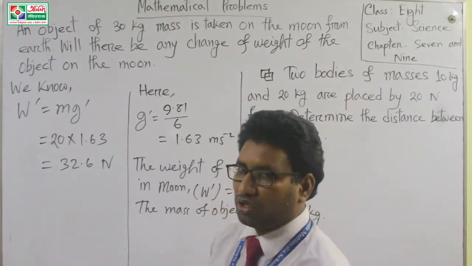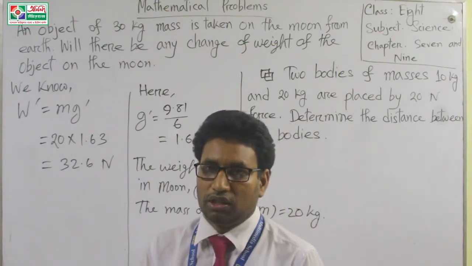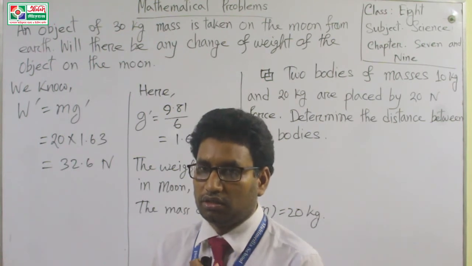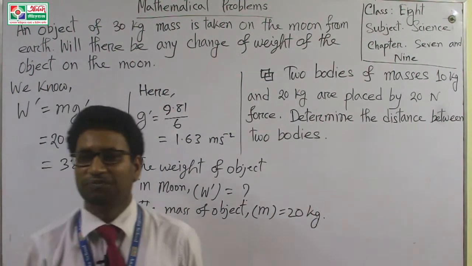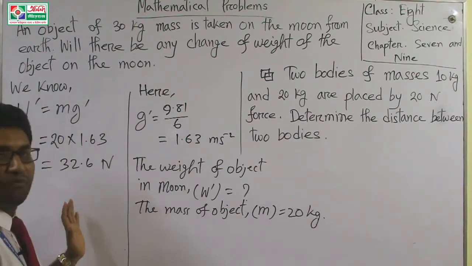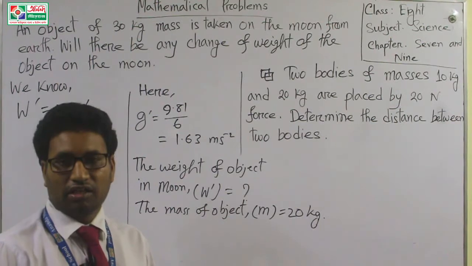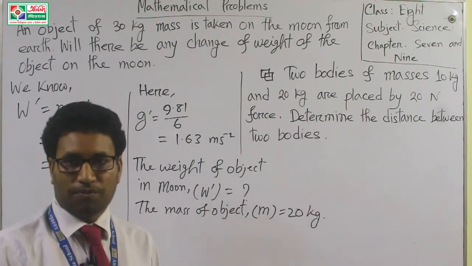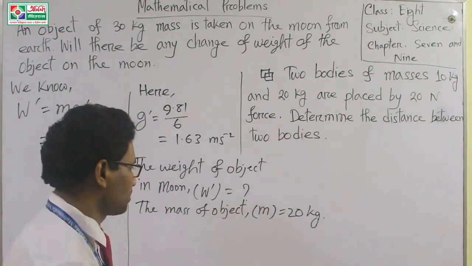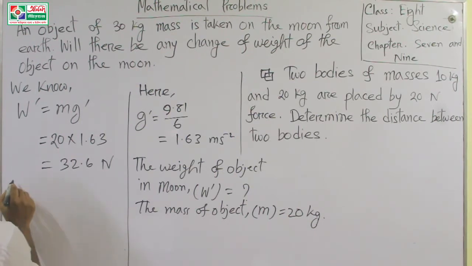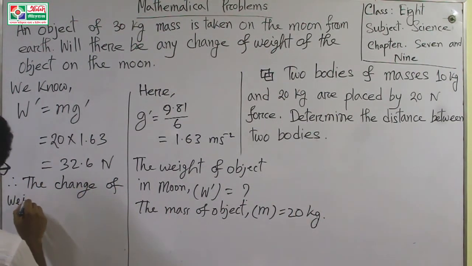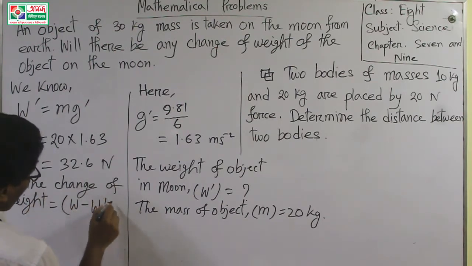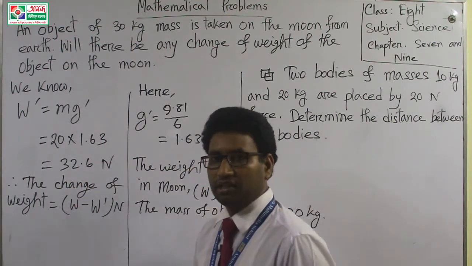And in the last part of this first mathematics problem, we will find out the change of weight of object between moon and earth surface. So the change of weight W minus W prime newton, and we can write in these types of system.